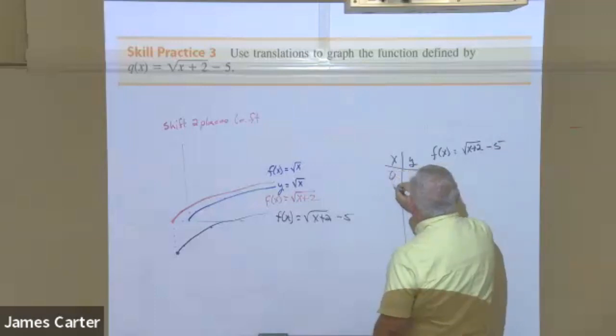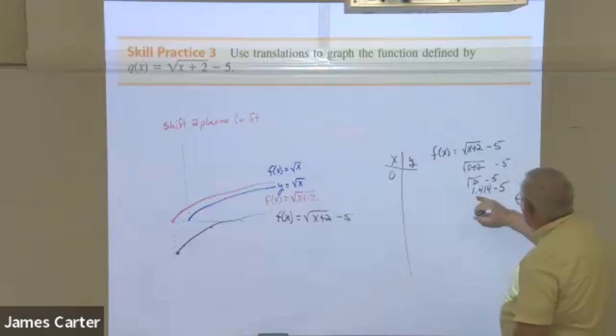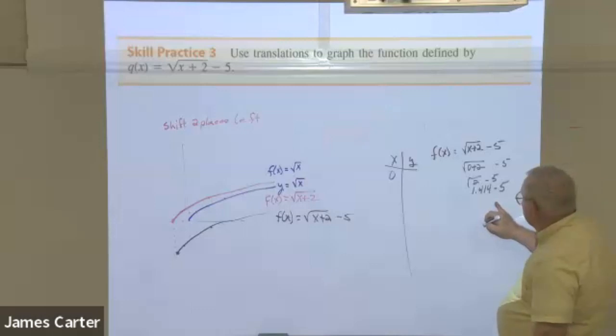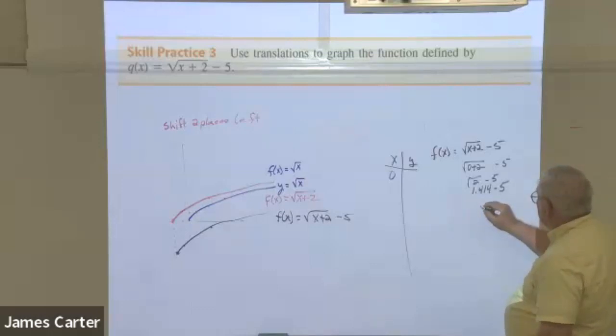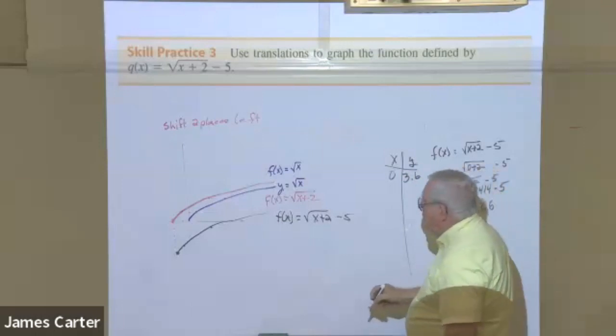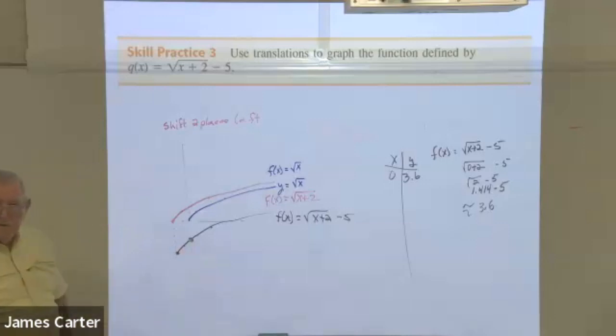Okay, here if you let x equal 0, then you got square root of 0 plus 2 minus 5, or square root of 2 minus 5, or 1.414 minus 5, which is whatever that is. It'd be negative 3.6 roughly. So 0, negative 3.6.